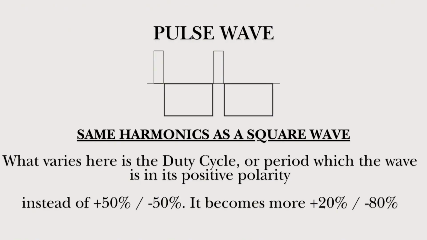The pulse wave has the same harmonic characteristics that the square wave does. The big difference, though, is what we call its duty cycle. In other words, how long is the positive polarity active for?